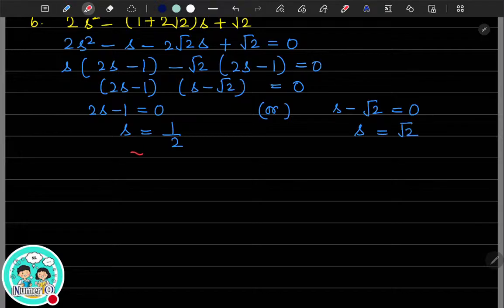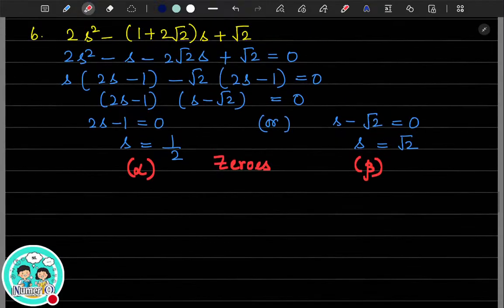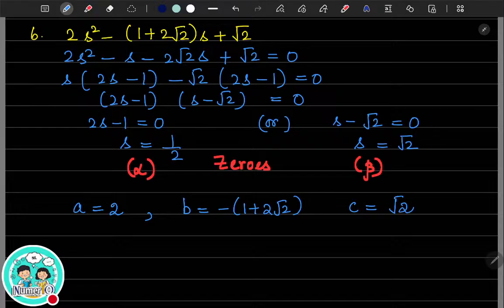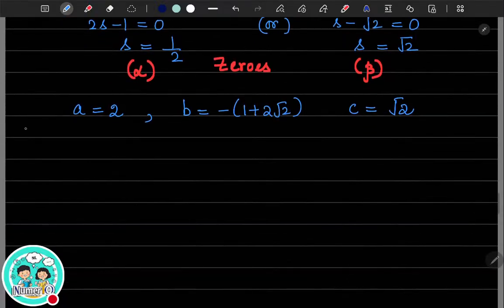So let one of them be your alpha, the other one is your beta. These two are the zeros of the given quadratic polynomial, 1 by 2 and root 2. Now what is a, b and c? What are the coefficients that you have? A is 2, b is nothing but minus of 1 plus 2 root 2, and your c is nothing but root 2. Now let's verify.